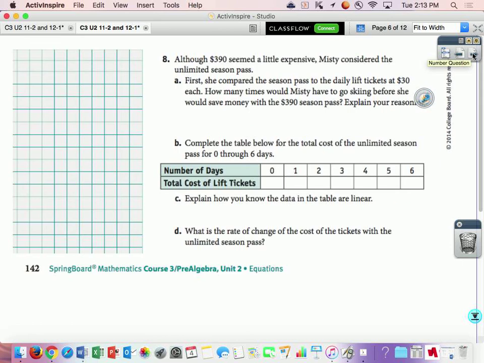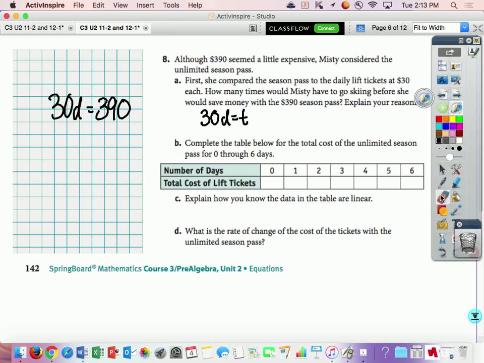Although $390 seems a little expensive, Misty considered the unlimited season pass. First, she compared the season pass to the daily lift tickets at $30 each. How many times would Misty have to go skiing before she would save money with the $390 season pass? Okay, so if she did $30 each, that would be $30 times every day gives you your total cost. Okay, we're going to set this equal to 390, and the reason we're setting it equal to 390 is because that is the point at which you can't really get bigger.